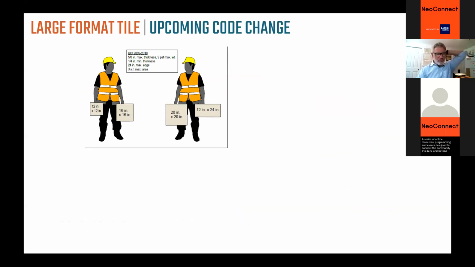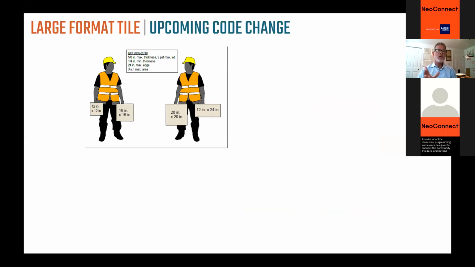So before we move on to the next section, I wanted to tease an upcoming change in the IBC, the International Building Code. It has to do with how large of a tile you can adhere on an exterior. From 2009 to today, we have in the IBC a maximum limitation of 3 square feet per unit. That means you can stick a 16 by 16 tile or a 12 by 24 tile on an exterior of a building. Back in 2009, when this was introduced in the IBC, those were pretty big tiles.